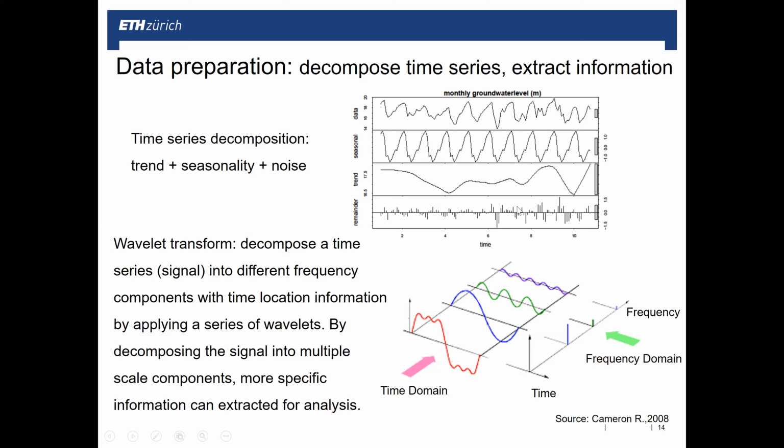Another way is the wavelet transform. It is more powerful than the trend-seasonality decomposition method. It will decompose a time series into different frequency or time domains. So for each of these sub-scales, you will get more specific or exact information for different sub-levels, and we use this information for further analysis. So it will provide more accurate and more specific information.